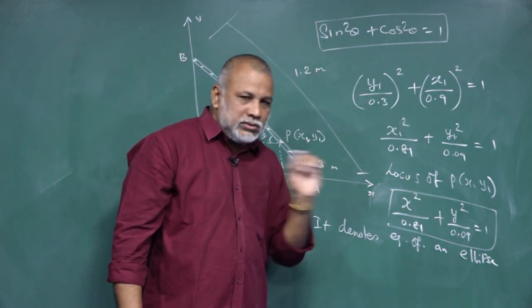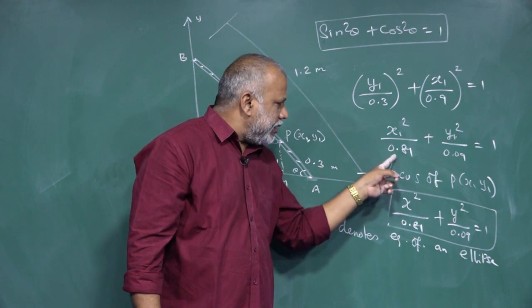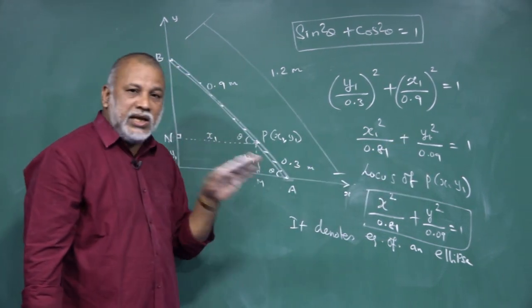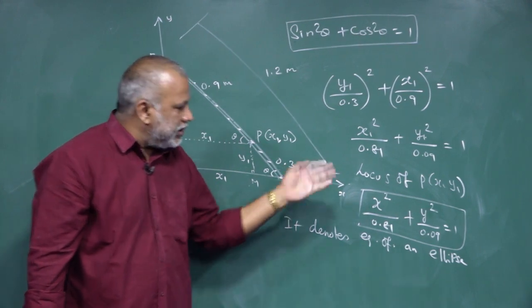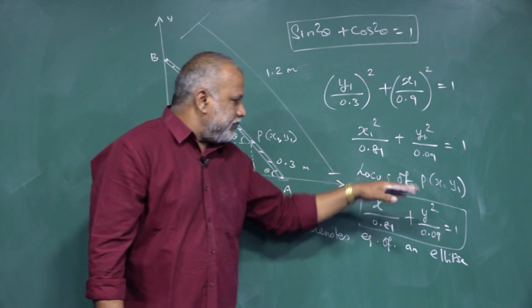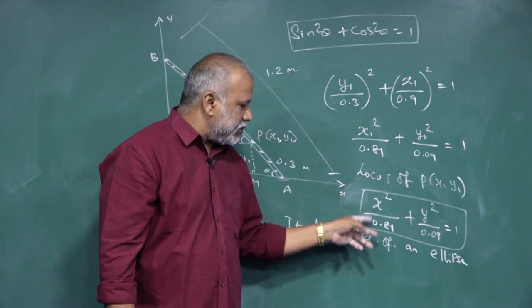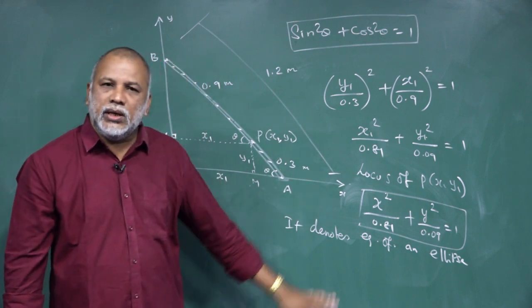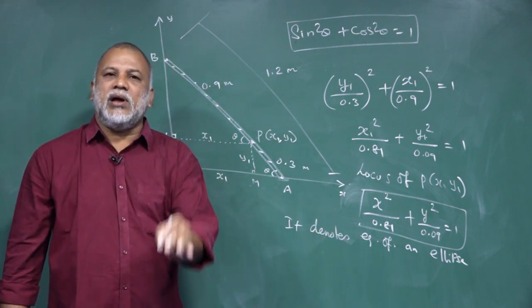Just substitute and simplify, you can get the result. It is an important case: x1 squared by 0.81, y1 squared by 0.09. It is initially considered a fixed point, but we have the locus. Locus means it must be a moving point, so convert to variables: x squared by 0.81 plus y squared by 0.09 equal to 1. It represents the equation of an ellipse.